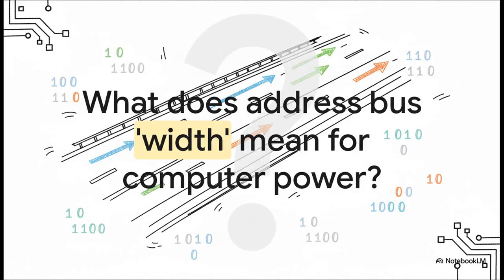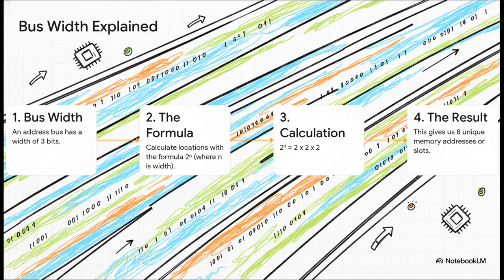Now, you've probably heard tech people talk about the width of a bus, measured in bits. It sounds super technical, but it has a huge impact on your computer's power, especially that address bus. So what does it actually mean when someone says a bus is, say, 32-bit or 64-bit? Let's make this really simple. Imagine our address bus is only 3 bits wide. It just has 3 tiny little lanes.